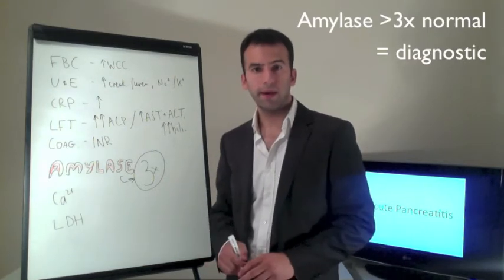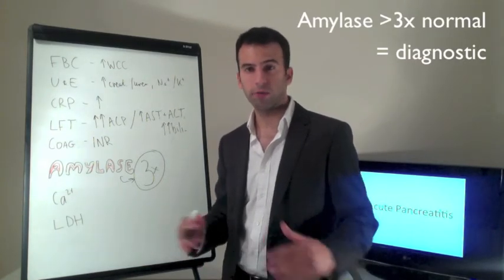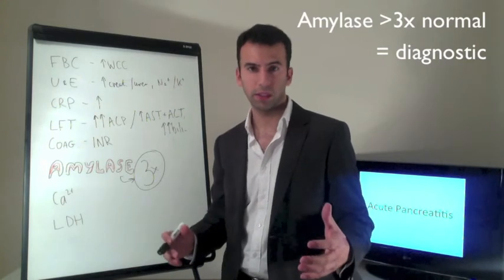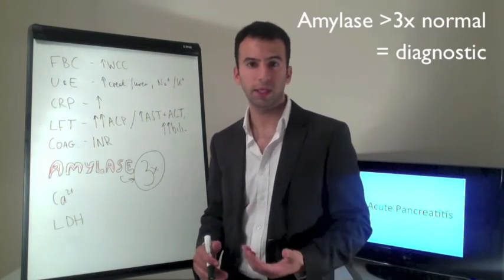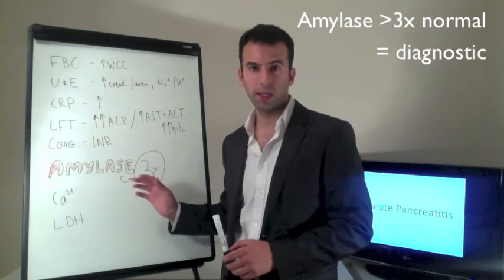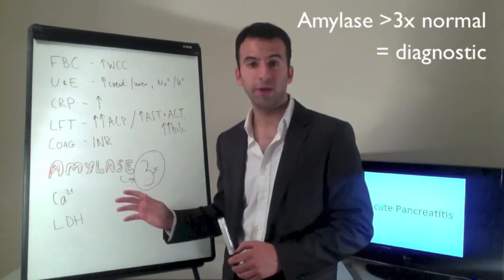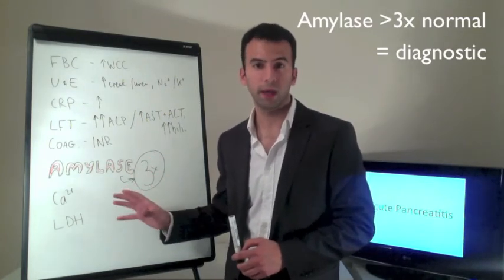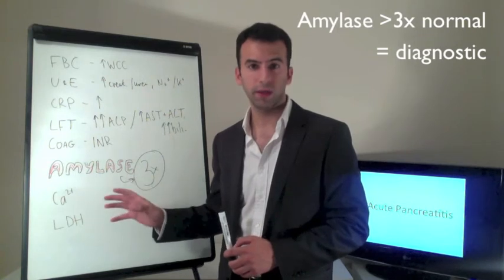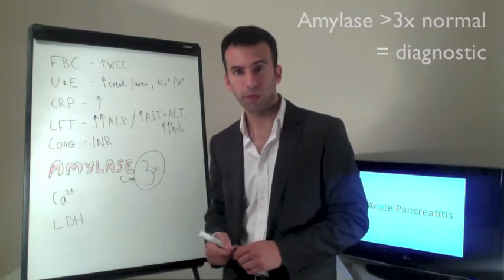Okay, now in a patient with chronic pancreatitis who's getting repeat attacks of pancreatitis, for example your alcoholic that comes in with more epigastric pain, you may not see a rise in the amylase, but they still might have pancreatitis, and you should always bear that in mind, someone whom you clinically think might have pancreatitis.